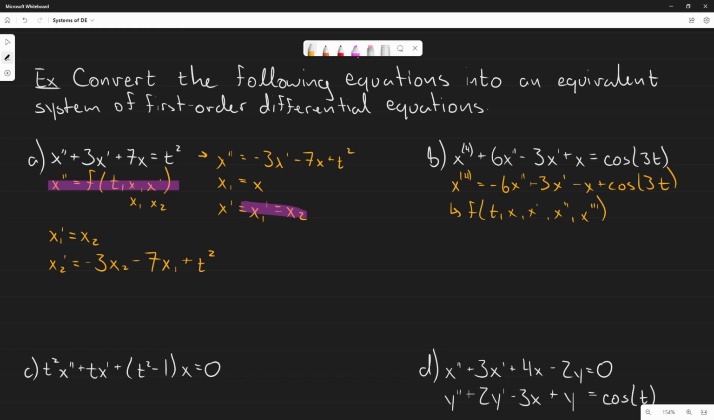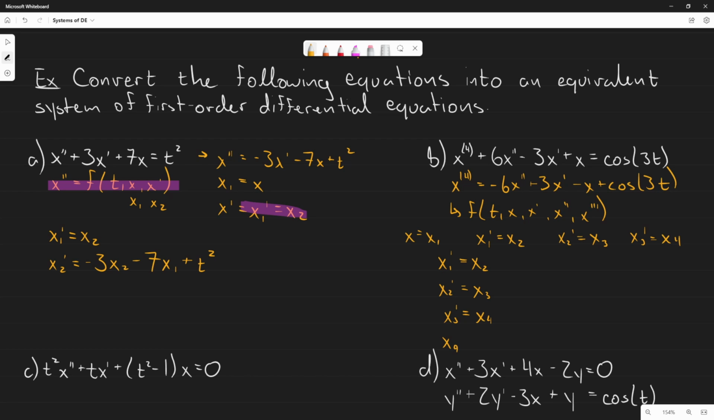And we are going to substitute in our x1. Actually, let me just rewrite it like this. We're going to have x equal to x1, x1 prime equal to x2, x2 prime equal to x3, and then x3 prime equal to x4. And so our system will be: x1 prime is equal to x2, x2 prime is equal to x3, x3 prime is equal to x4.